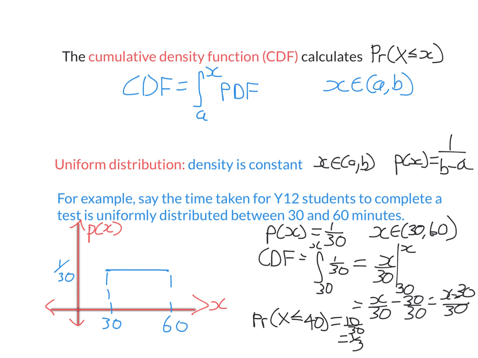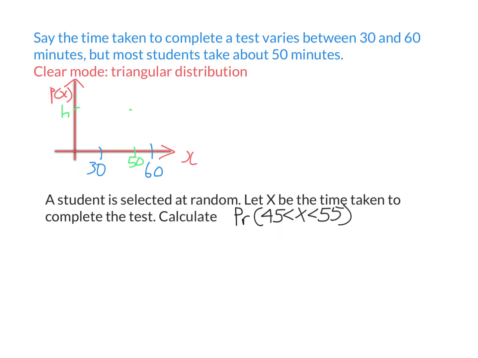But let's look more at a PDF now. So let's change the question on the previous slide a little bit. Let's say it still takes students between 30 and 60 minutes to complete, but this time the PDF isn't going to be uniform because we're going to have a clear mode. Most students take about 50 minutes.